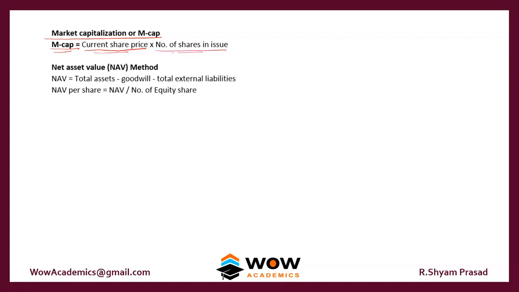So we'll be discussing the net asset value method. Net asset value equals the total assets of the company, so the balance sheet total, deduct the goodwill and deduct all total external liabilities. Total external liabilities include both long-term liability as well as current liability. So deduct both. Once you have got the net asset value, you can also find the net asset value per share. You take the NAV divided by the number of equity shares, and you will get NAV per share.